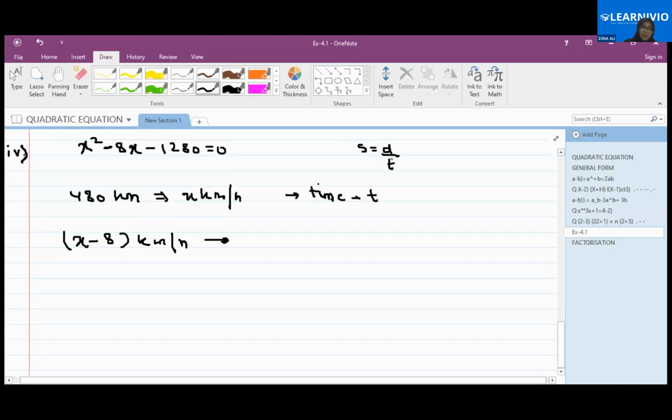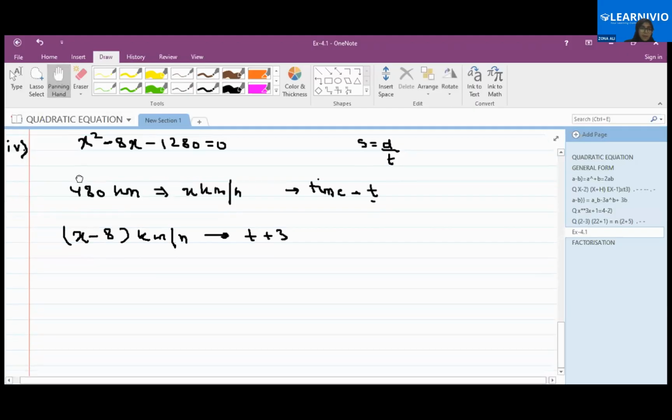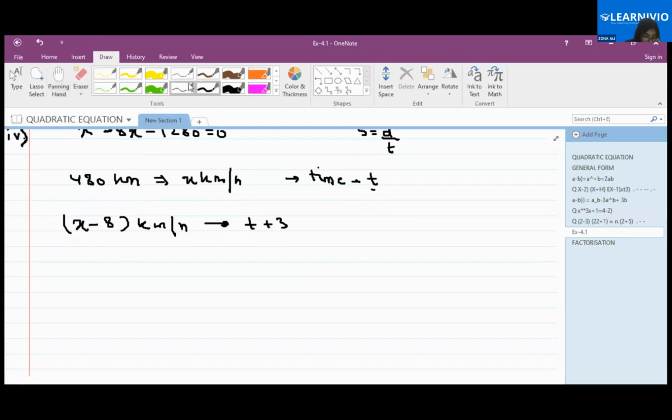So it travels 480 kilometers with the speed x in t time. And if it is covering the same distance but now the time increases by 3 hours, it is taking more time, right? He has more time to cover the same distance.